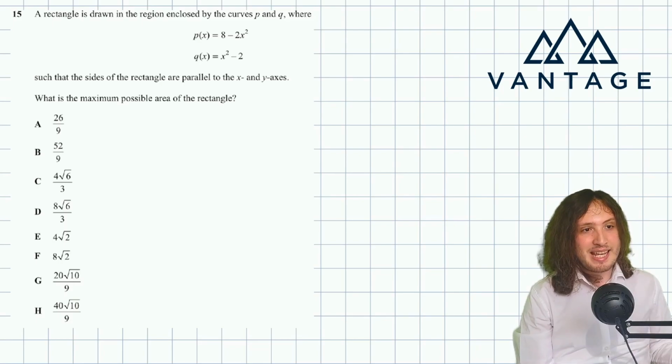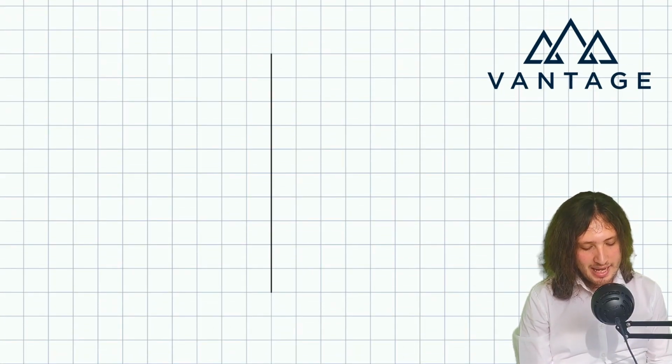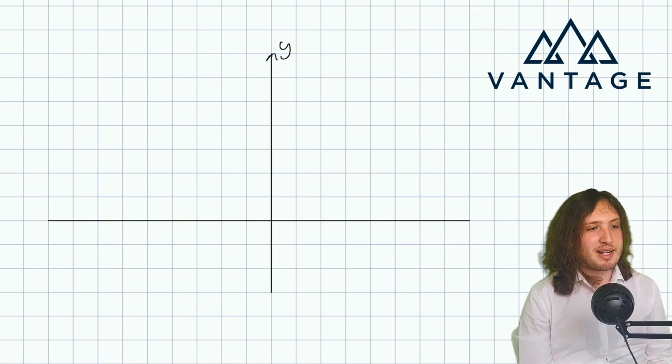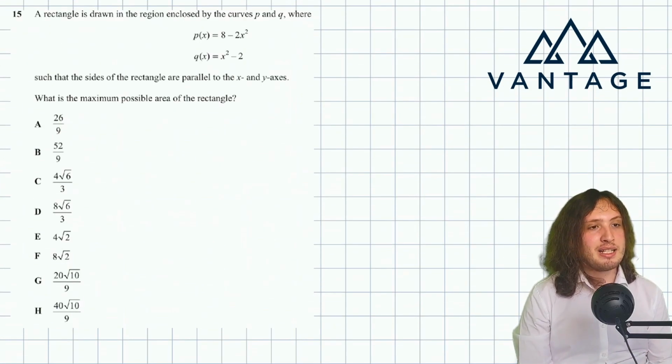So let's begin with a sketch. This is clearly a problem of a very geometric nature, so if we have a sketch, it may be clearer how we ought to proceed. Moreover, it's not going to be very difficult to draw a sketch because these are both very simple quadratics. So let's find the x-intercepts.